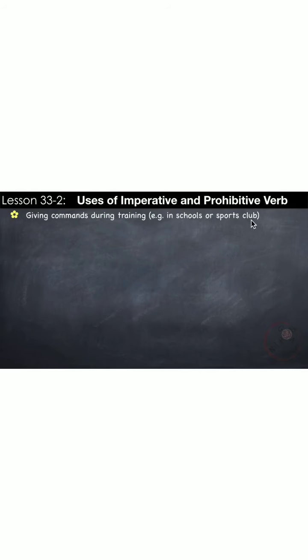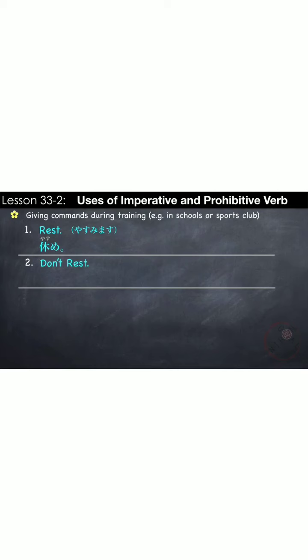This can also be used when giving commands during training, for example, at school or when you're doing sports club. So by the teachers to their students. For example, rest, which is 休みます. We say 休め. Or the prohibitive one, which is don't rest. So again, the verb is 休みます. We say 休むな.